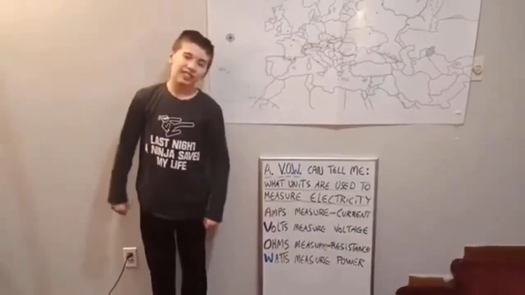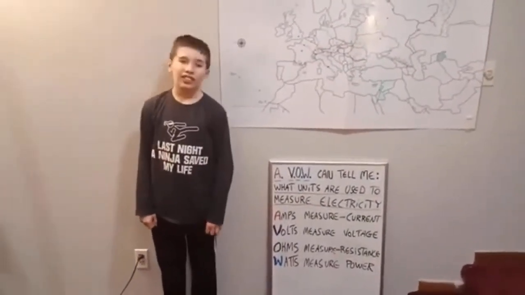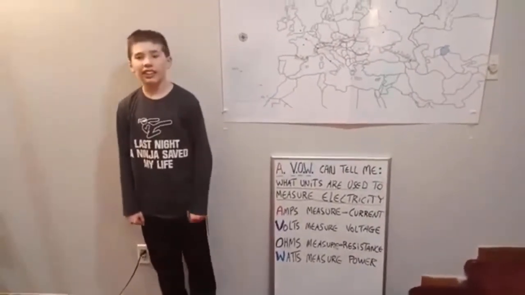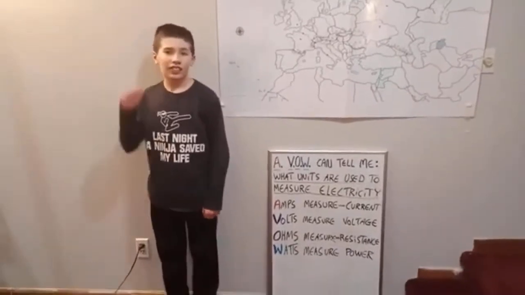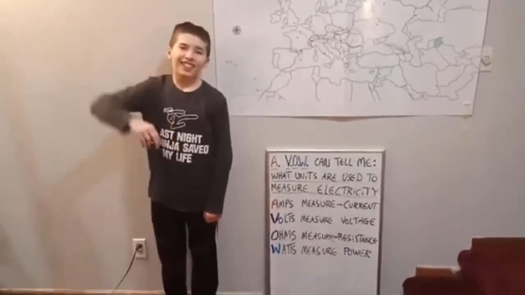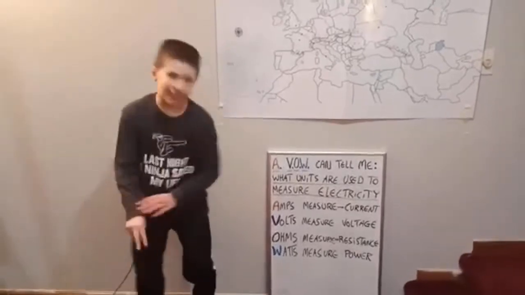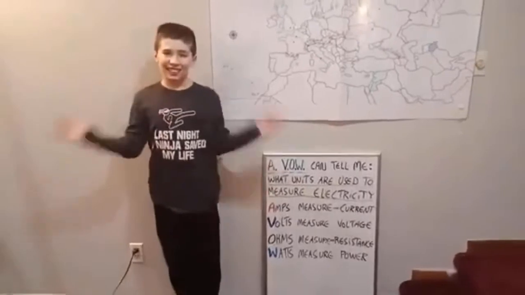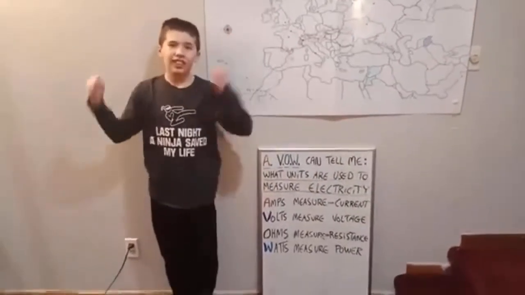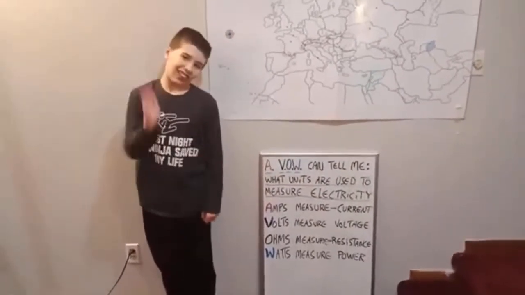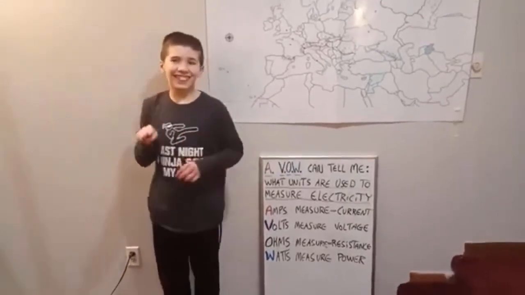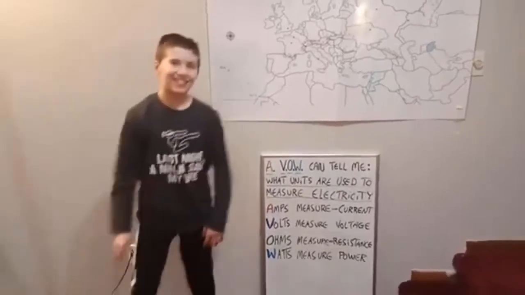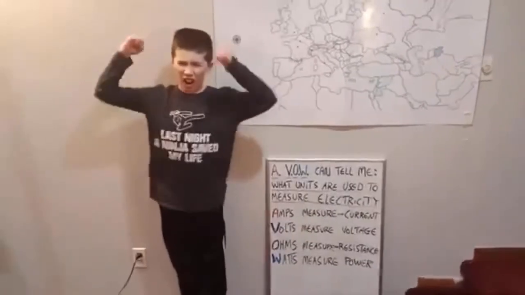A vowel can tell me what units are used to measure electricity. Amps measure current. Volts measure voltage. Ohms measure resistance. Watts measures power. Amps measure current. Volts measures voltage. Ohms measure resistance. Watts measures power.